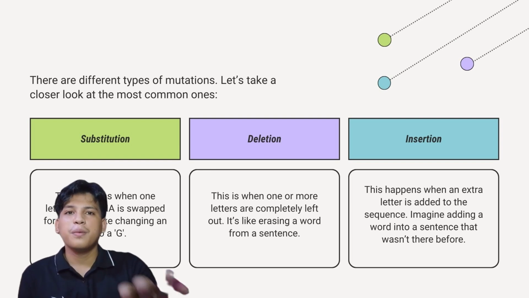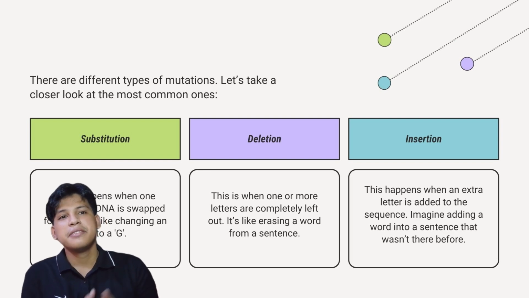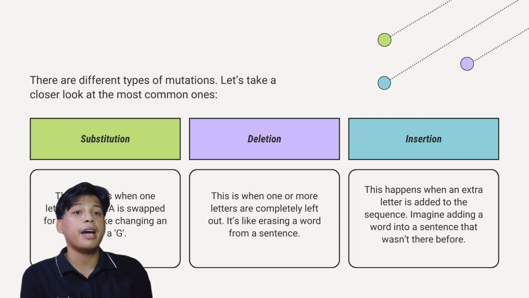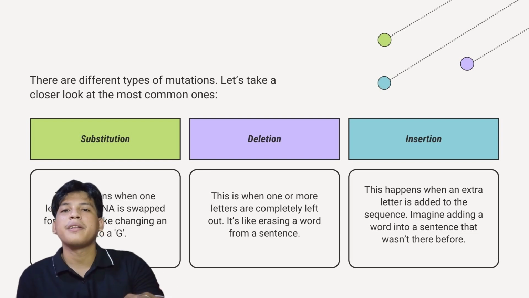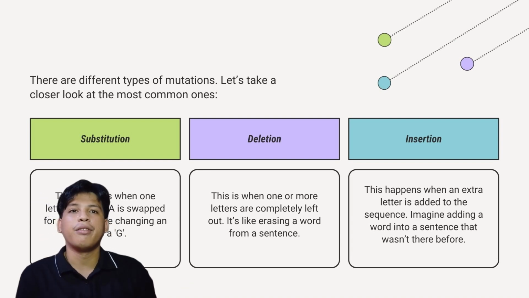So, what do mutations do? Well, it depends. Some mutations are neutral, meaning they don't change anything noticeable, but others can be harmful, causing a genetic disorder or diseases like cancer. But there are also beneficial mutations. These can give an organism an advantage, like better resistance to disease or an ability to survive a harsh environment.